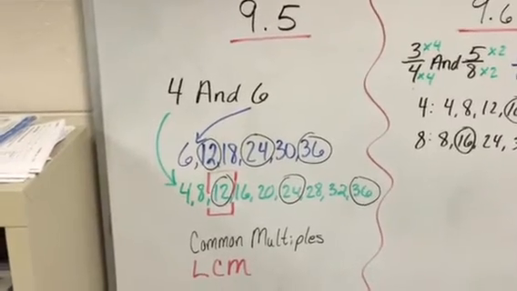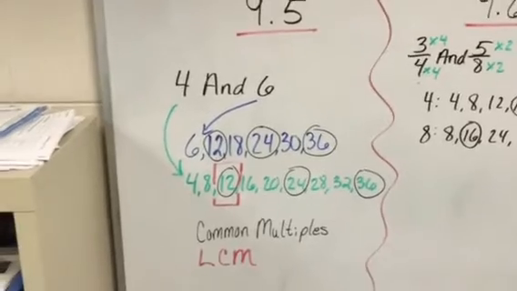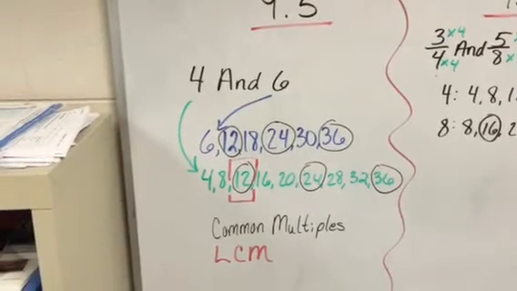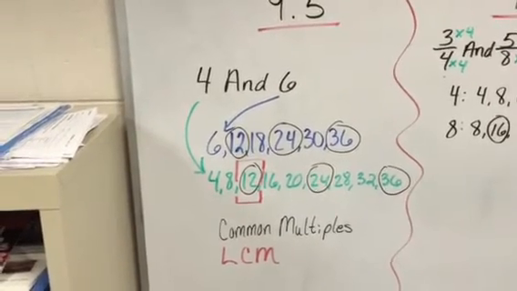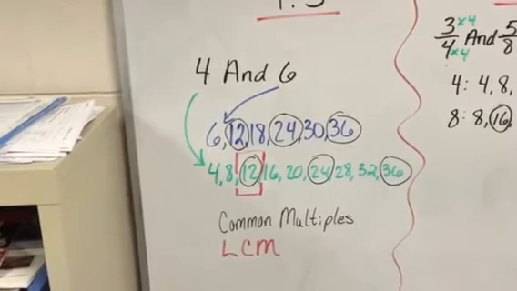9.5 went kind of back to the stuff we learned in 9.1 and 9.2, where we were taking numbers and trying to find common multiples. Common multiples are a good way to help us find either common denominators or other equivalent fractions.